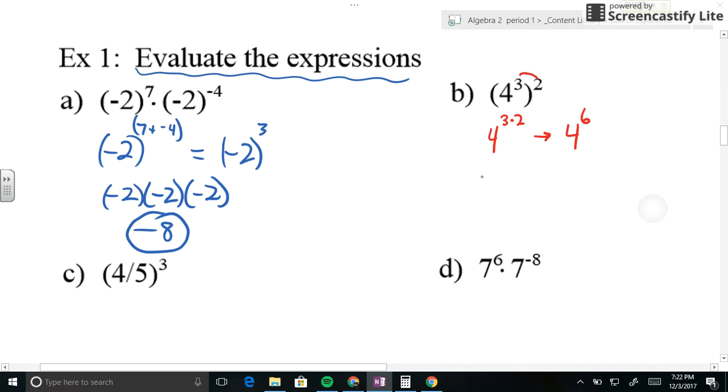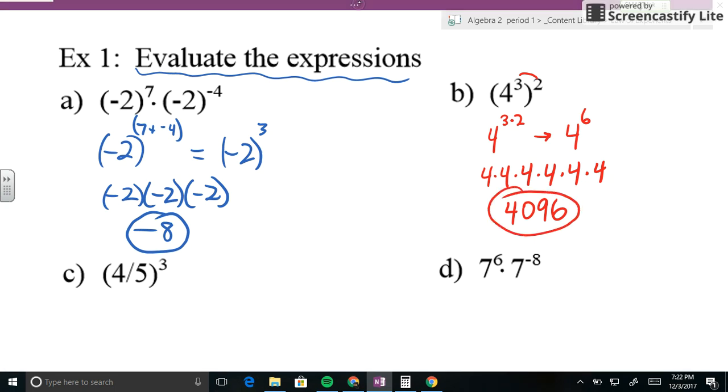So now we have to do 4 to the sixth, which is 4 times 4 times 4 times 4 times 4 times 4. When we multiply these, we can multiply 4 times 4, and then that times 4, and then that times 4, and so on and so forth. And when we do that, we should get 4,096. And that would be our answer evaluated.